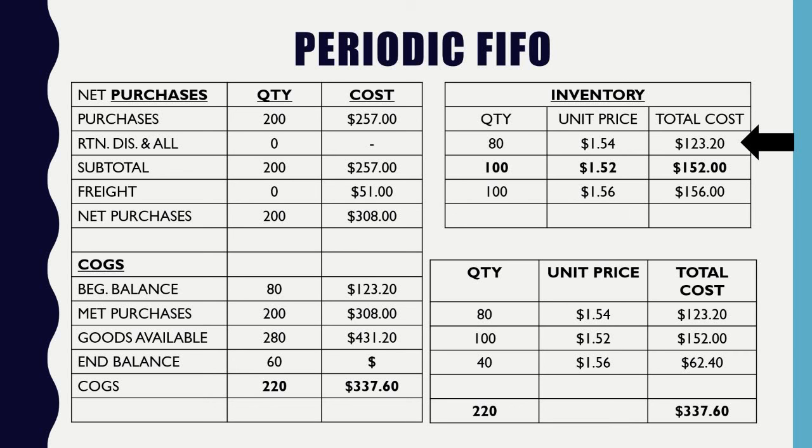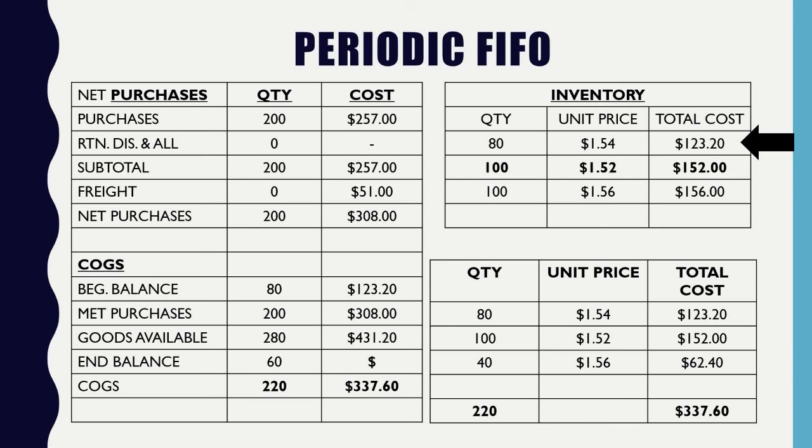So with that being said, I total up this column. If I total up 80 plus 100 plus 40, that would give me my 220 that I sold. If I add my 123.20 plus my 152 plus my 62.40, I'm going to get a grand total of $337.60. Once I solve for that, I plug in my answer in my cost of goods sold section.